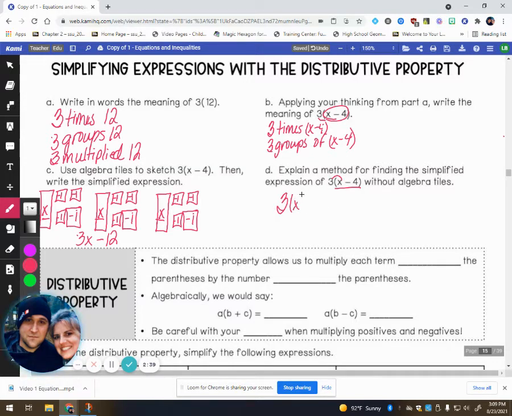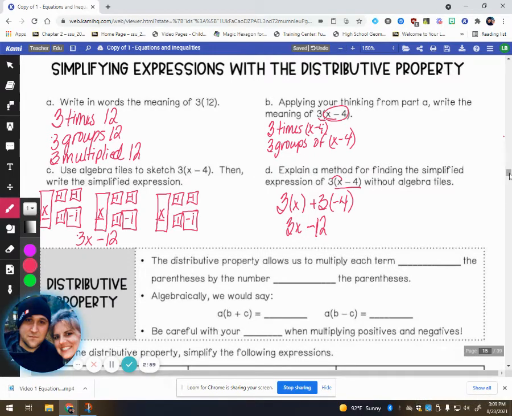It's called the distributive property. And then you can take the positive 3 and multiply it by the negative 4. And look at what we come up with. 3 times x is 3x. And 3 times negative 4 is negative 12. And there we have it, 3x minus 12.